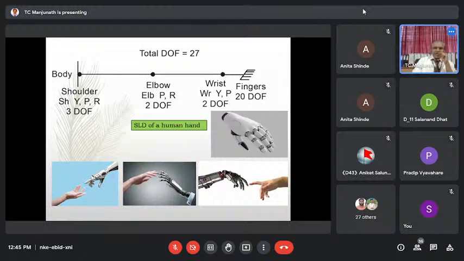We can see that in each and every finger, a small actuator or motor is present. So what is the input to the motor? The input to the motor is electrical energy. What is the output of the motor?